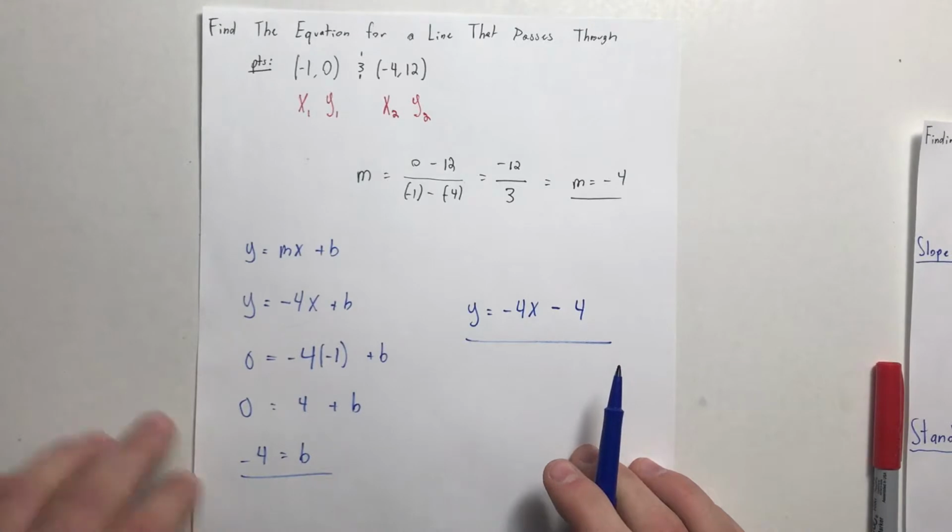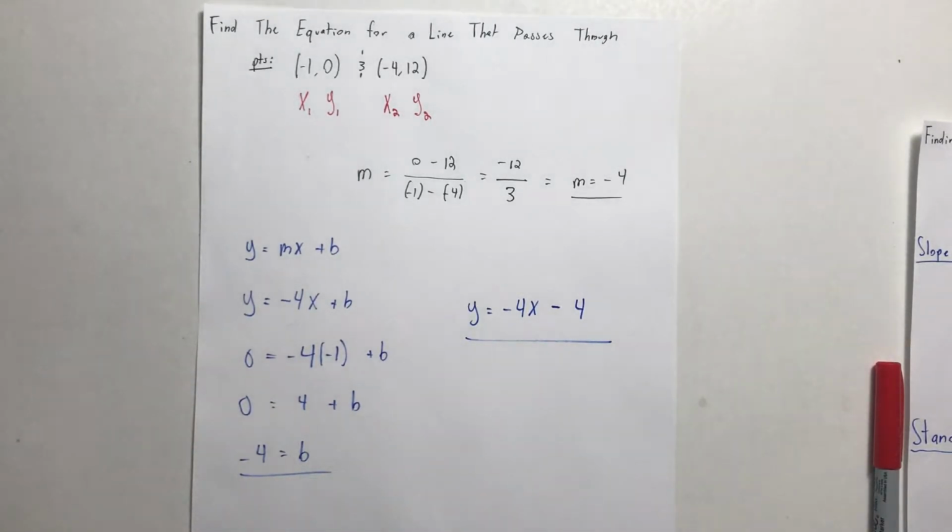Like I said earlier in the first video, whenever we have slope-intercept form, it's always our best bet to just get to standard form from there.